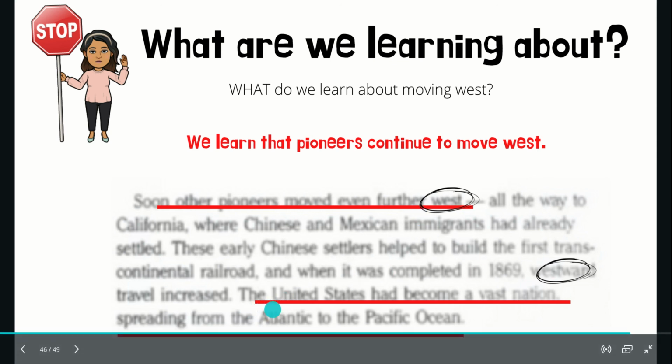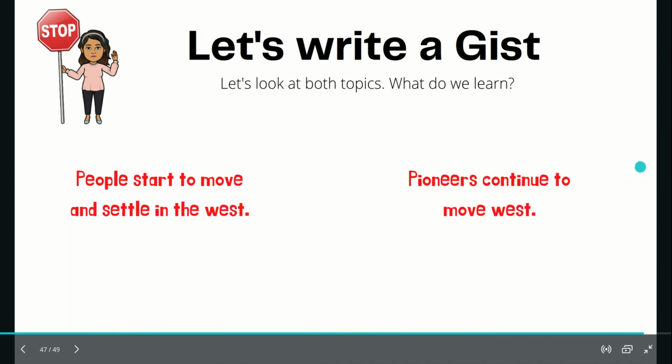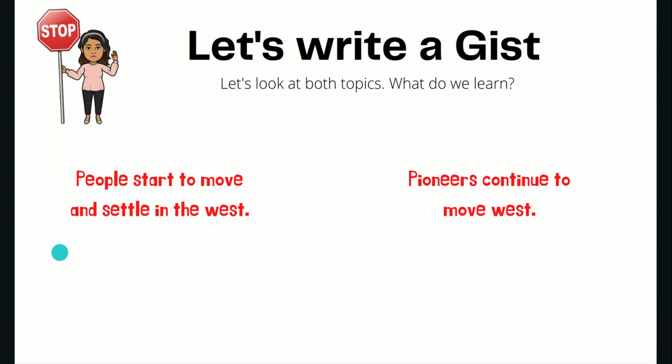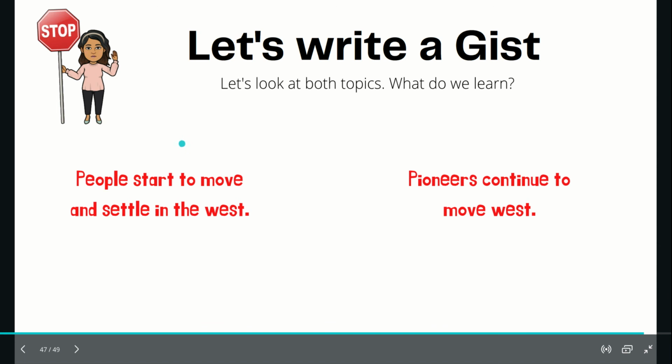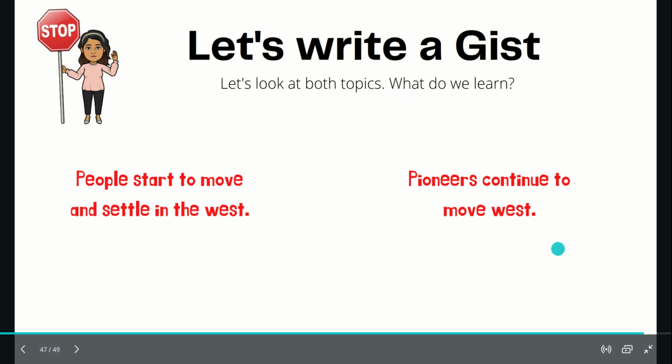We also read that the United States had become a vast nation. So that means a huge nation spreading from the Atlantic to the Pacific Ocean. That means that now everywhere from one side of the ocean to the other side of the ocean has people living in it. So let's take a closer look at what we learned in both pages. In our first page, we learned that people start to move and settle in the West. And in this last page we just read, we read that pioneers continue to move west.